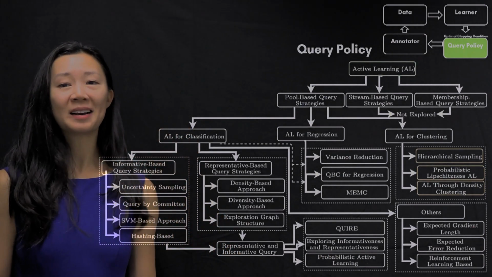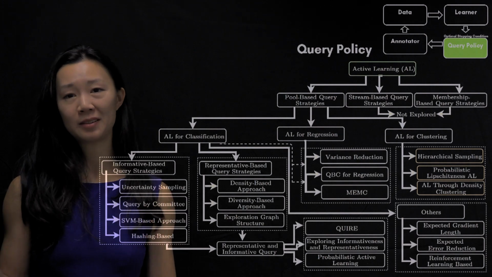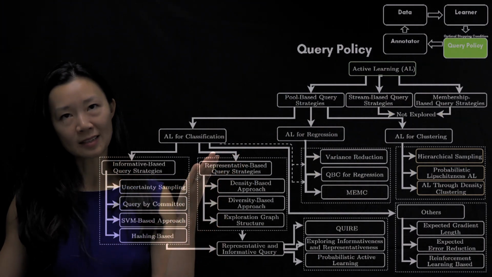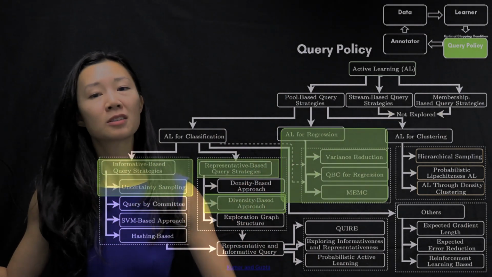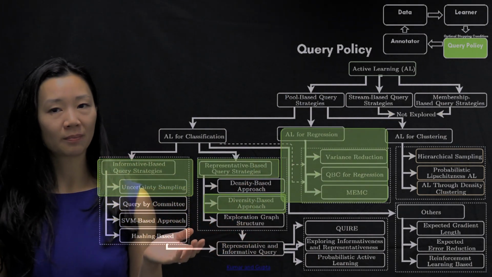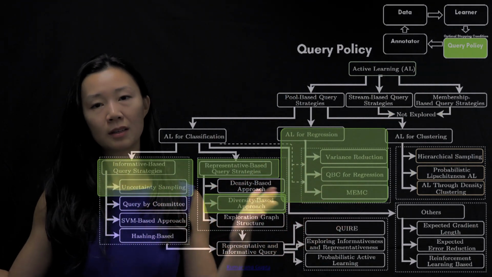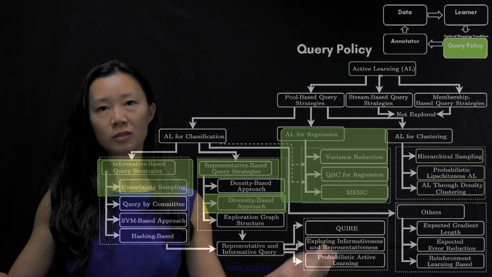This is a busy diagram, but it is just to show you that there are a suite of methods when it comes to different query policies. There are those that are for classification, for regression, and for clustering, but we are just going to cover the ones that are highlighted here. So we, as a Dynamics Institute, really care about regression, but there are some classification methods that can transfer over to regression.